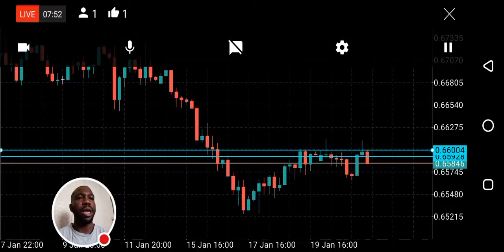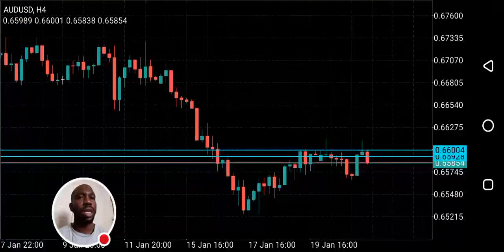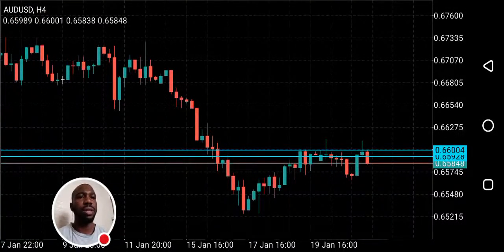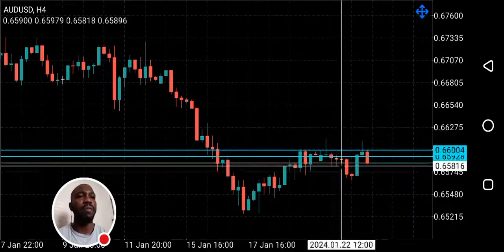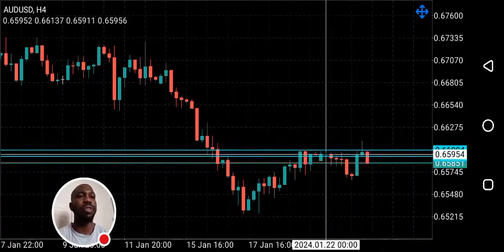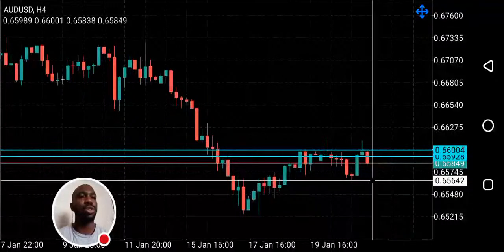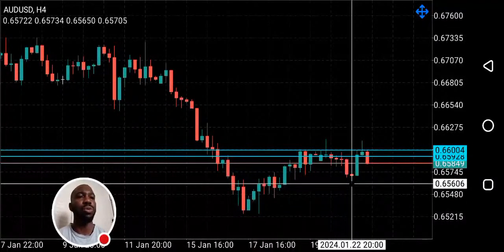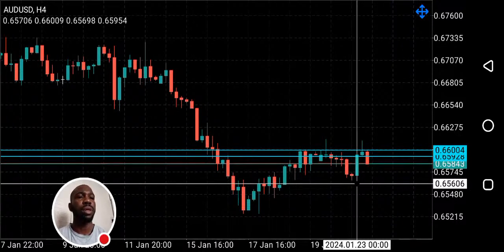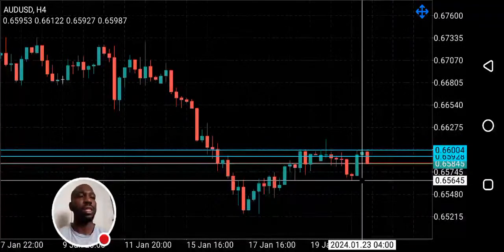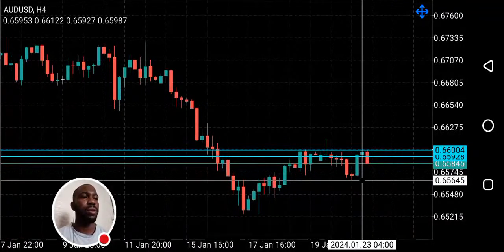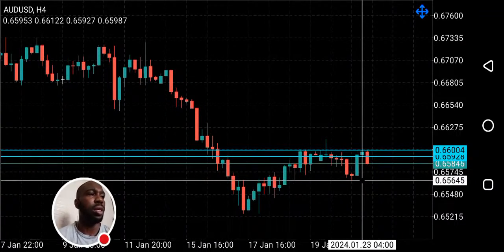So my bias on AUD USD is still bullish. If you are buying above this resistance, your stop loss should be at this low. Your stop should be at this low. So that's my take for Australian dollar USD for today.